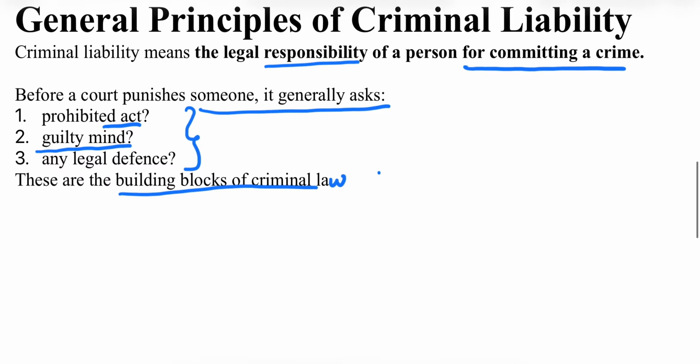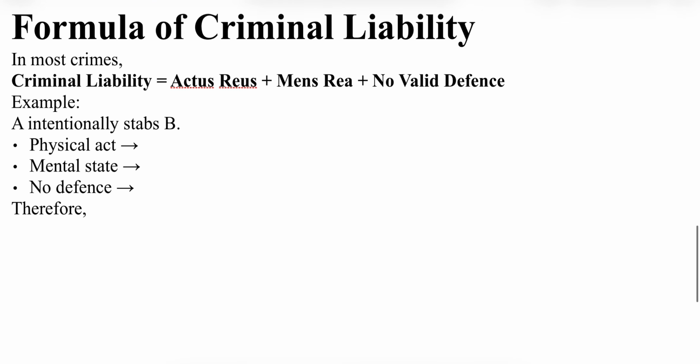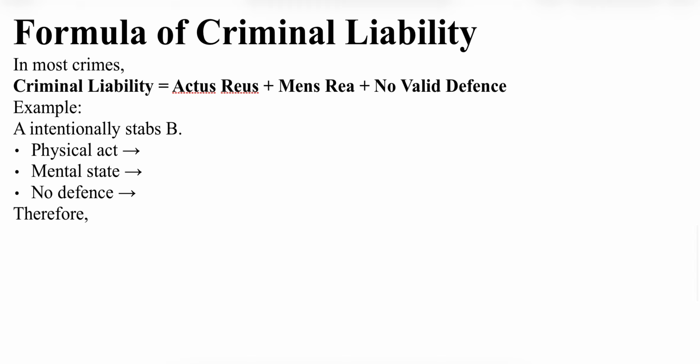So the next thing is the formula of criminal liability. In most crimes, criminal liability equals actus reus, that means a physical act, plus mens rea, that means a mental state, plus no valid defense, because there are many defenses, such as self defense, available under BNS or IPC. So, for imposing criminal liability upon a person, there must be three elements, and these three elements must be satisfied: actus reus, mens rea, and no valid defense.